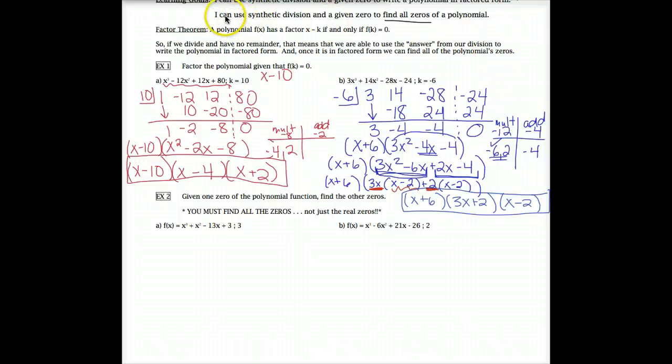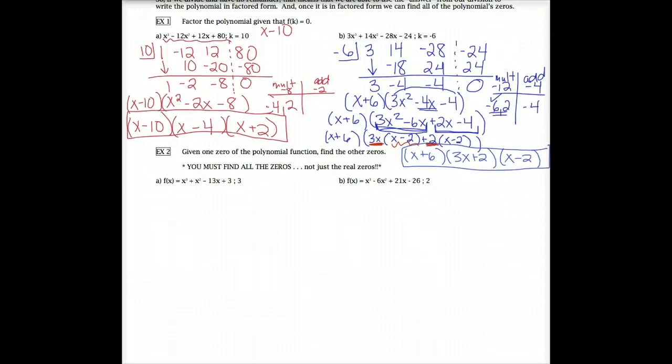Now let's look at our second learning goal. I can use synthetic division and a given 0 to find all zeros of a polynomial. And I wrote in big capital letters here, you have to find all the zeros, not just the real zeros, not just the ones that are factorable, all the zeros. If they're imaginary, if they're radicals, you have to find all of them. All right, so let's take a look at what that means here.